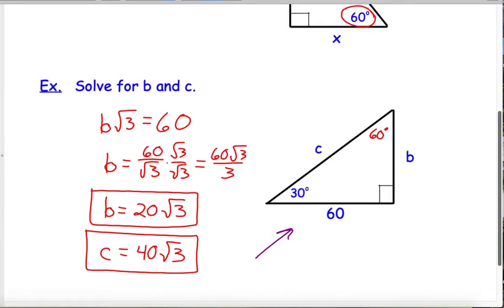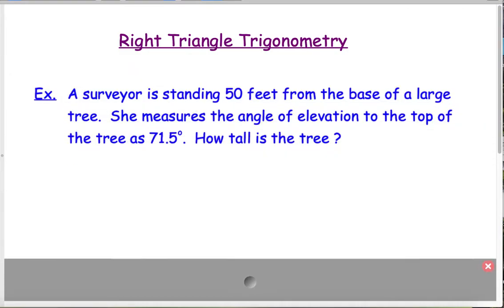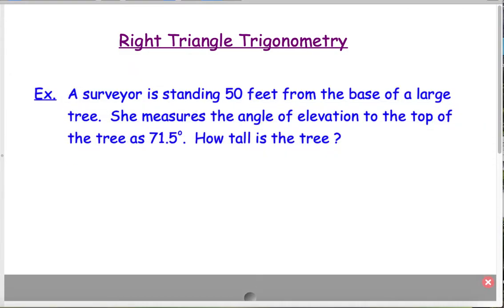All right, now let's look at some applications. A surveyor is standing 50 feet from the base of a large tree. She measures the angle of elevation to the top of the tree at 71.5 degrees. How tall is the tree?